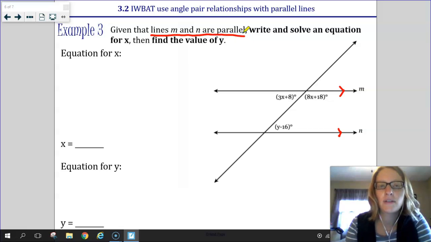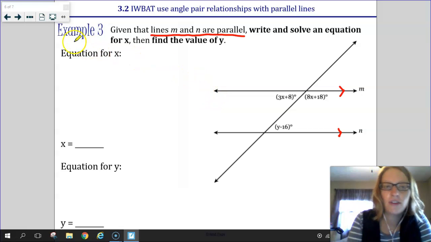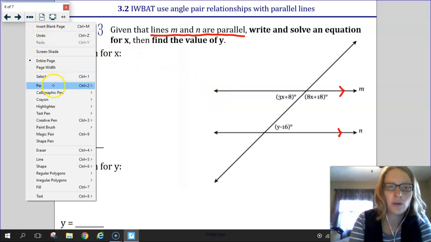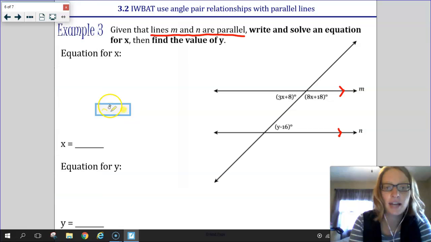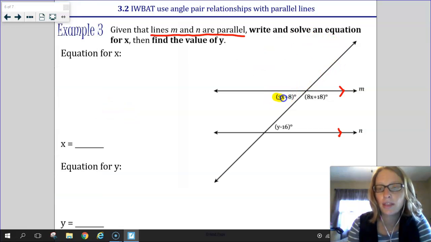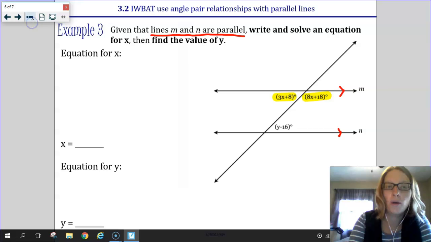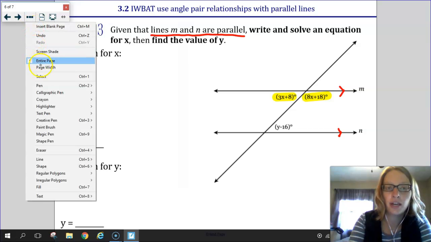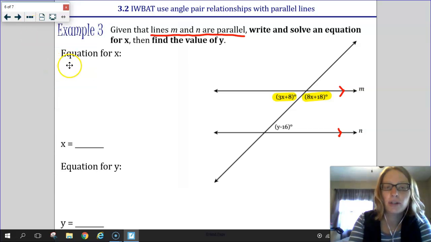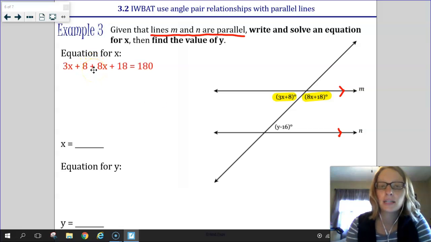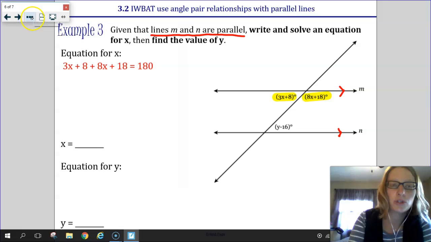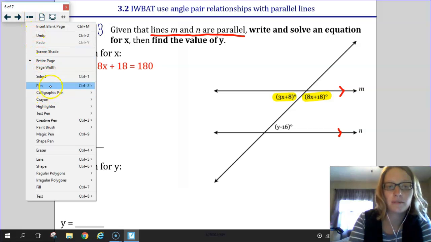Now I'm going to write and solve an equation for x. So if I look at my two x's in this equation, I can see that they are next to each other on a straight line. That's one of our angle pairs from chapter 1. Two angles that are next to each other on a straight line will always add up to a straight angle, 180 degrees. So my equation for x will be that 3x plus 8 plus 8x plus 18 is equal to a total of 180 degrees.